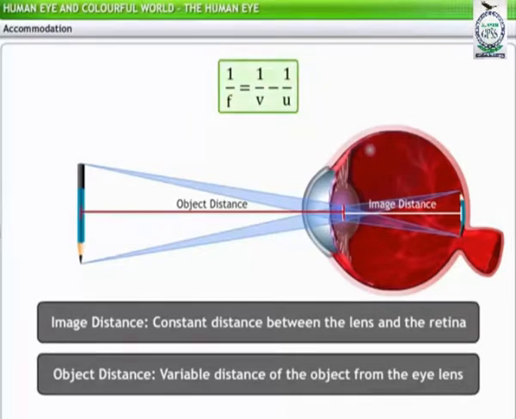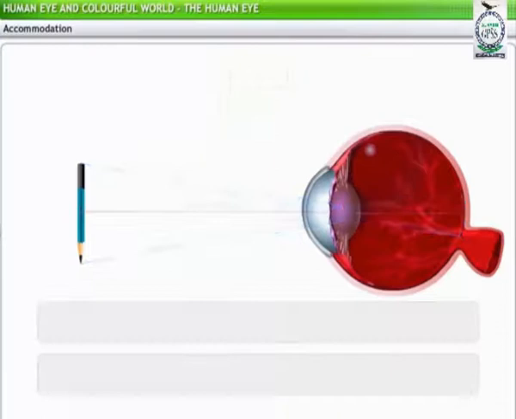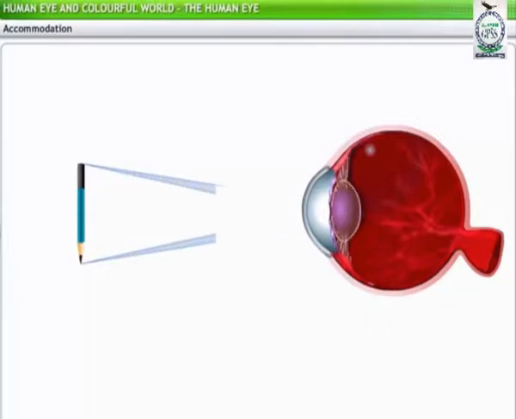Therefore, to form a clear image of different objects at different distances from the eye, the focal length of the eye lens has to be changed. And how do we do that? By altering its thickness, of course. For example, to focus on a distant object, the eye needs to increase the focal length of the lens. To do this, the thickness of the lens should be decreased. Conversely, to decrease the focal length, the thickness of the eye lens should be increased.